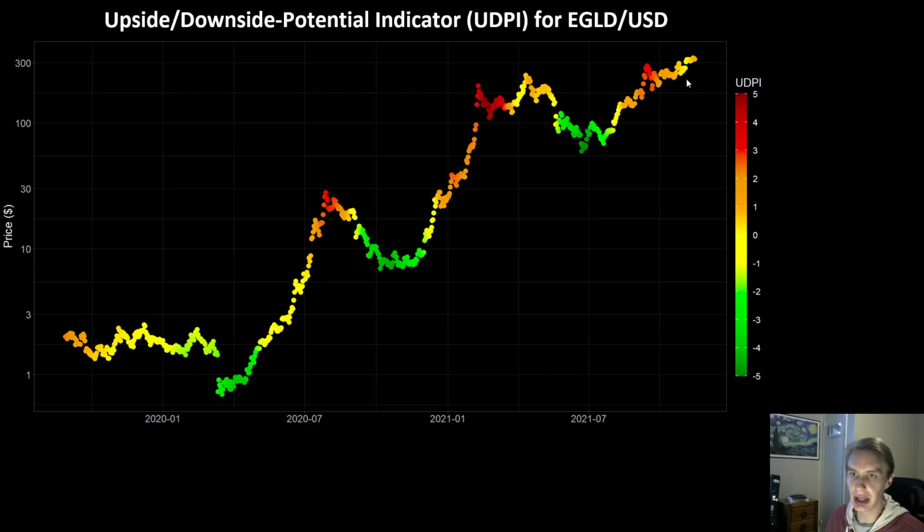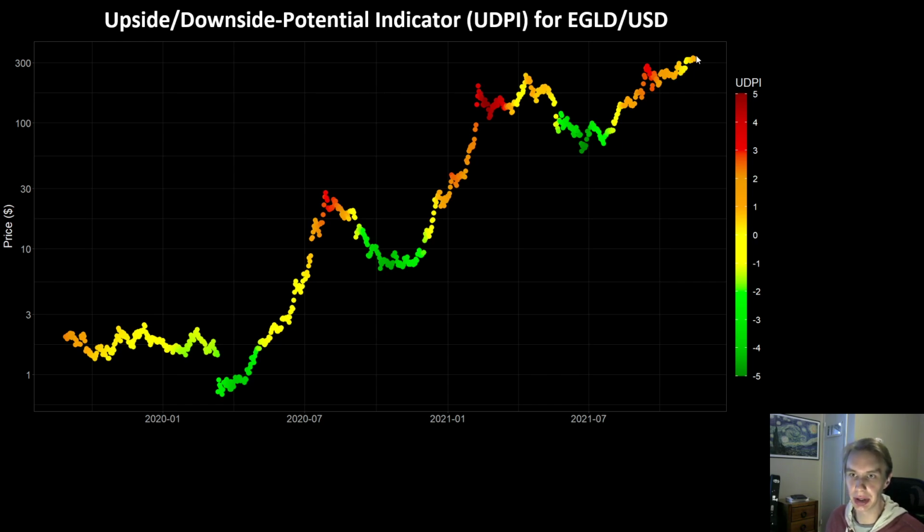What you can see is that after EGLD had put in this new all-time high from the spring here, the model identified this as being high risk, and indeed we saw a correction and sideways action following that. But you'll see that the UDPI was getting increasingly more bullish on EGLD during that time. The risk level was cooling off down into these levels down here, this yellow, and then now we put in this new all-time high, so the UDPI has ticked up a little bit again to reflect that upward movement in price more recently.